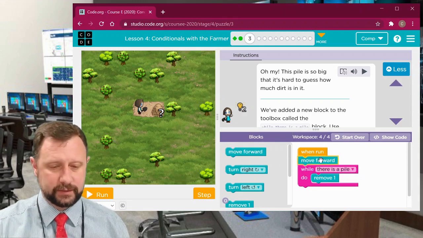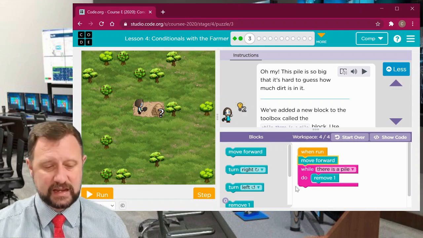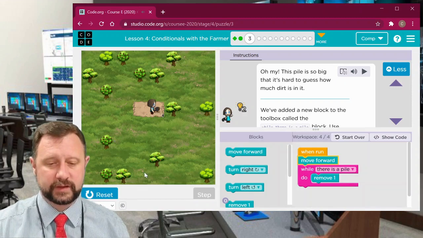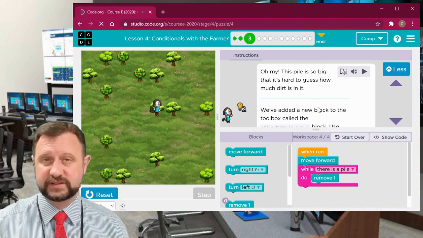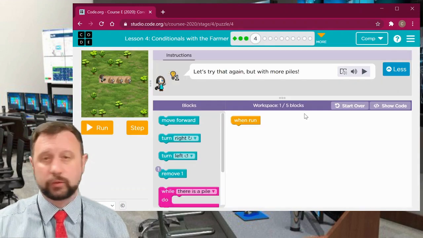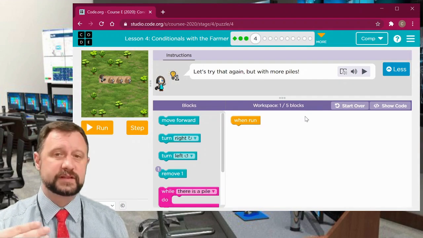When we push the run button, the farmer will go forward one block, and then as long as there's a pile, they're going to remove it. In that case, there was 4, but that number changes every single time. It's going to always be different. That's part of the reason that we're going to use a conditional.